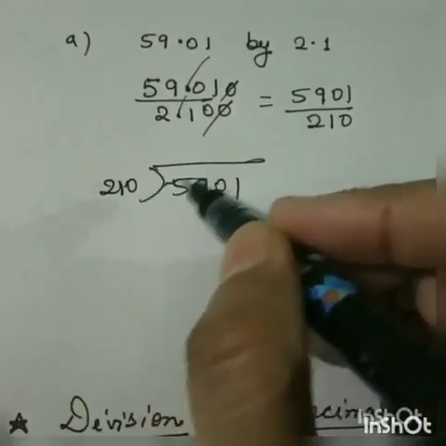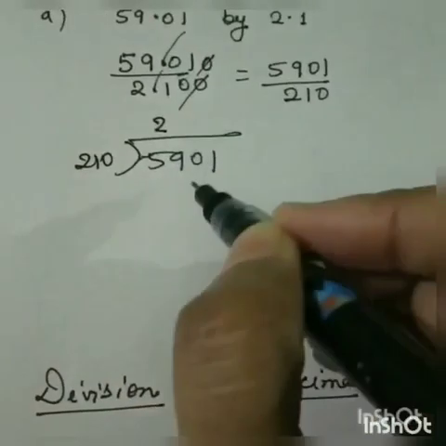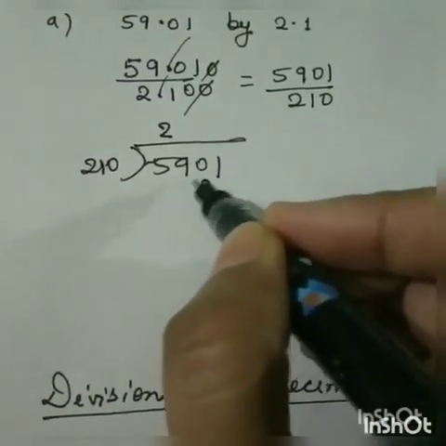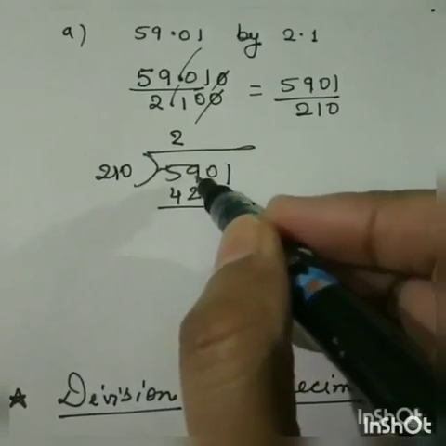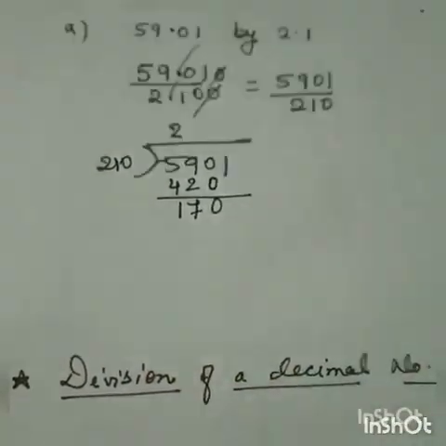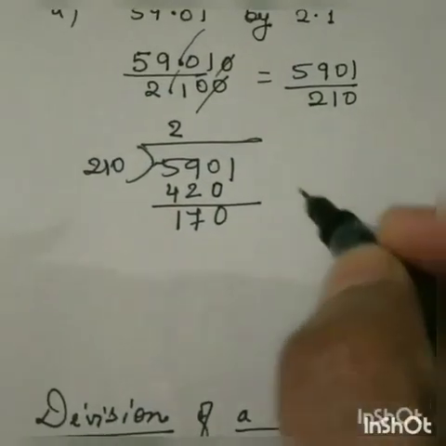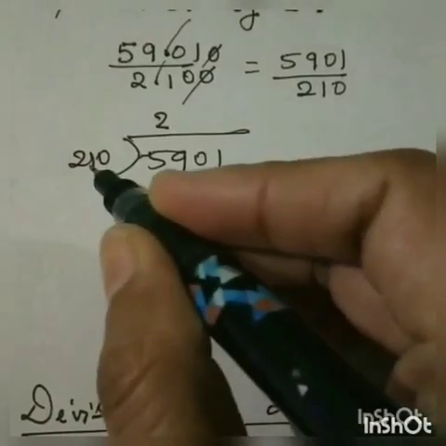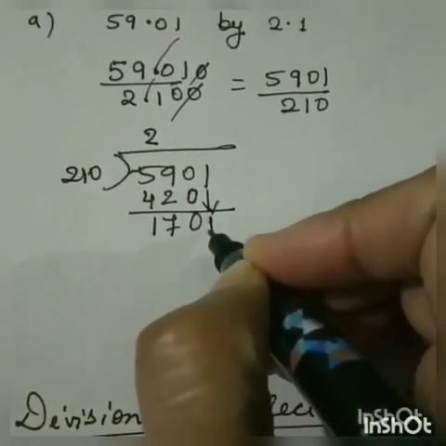Now 210. You just take 210 2 times. We will get here 420. Okay. 9 minus 2, 7. 5 minus 4, 1. Now we have 170. As we can see, 170 is less than 210. So you will have to put this 1 also here.